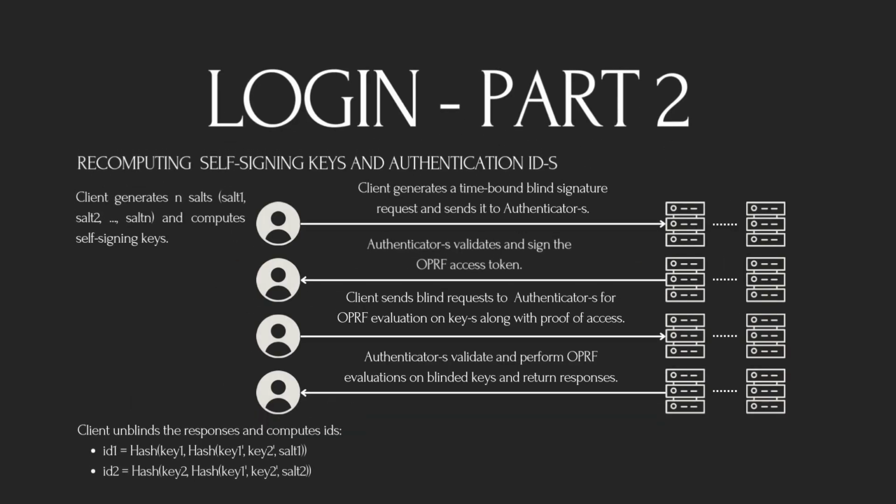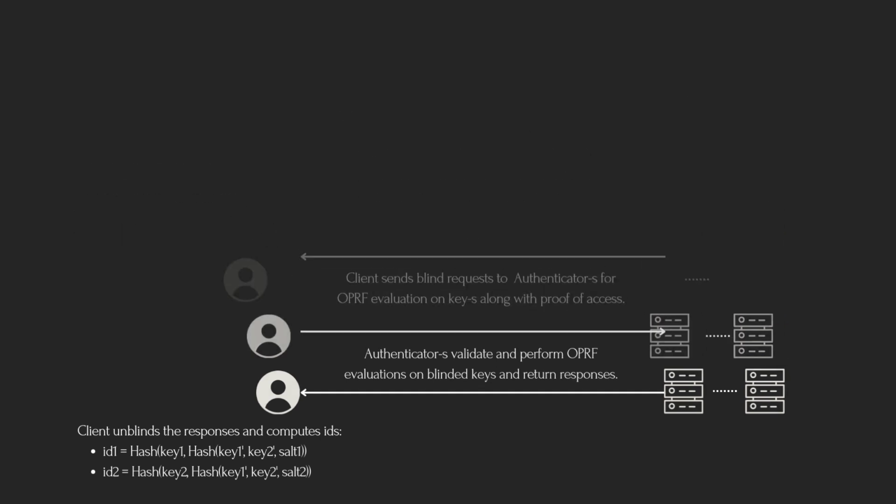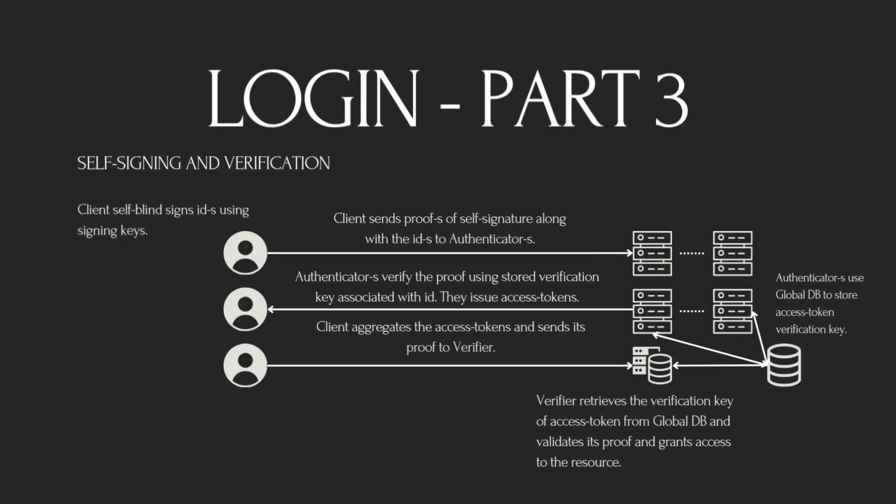Now, once the client has obtained the required variables, it goes on to recompute the authenticator-specific self-signing keys and the authenticator-specific authentication identities. Finally, the client self-blind signs the authentication identities using the respective self-signing keys and sends them, along with a proof of self-blind signature and a blind signature request for presenting as proof of authentication to each authenticator.